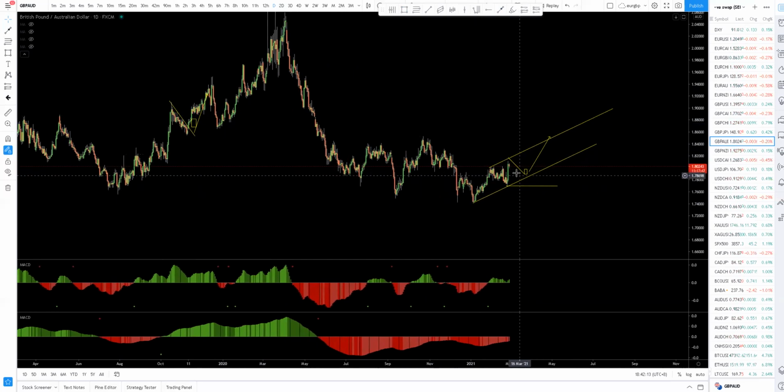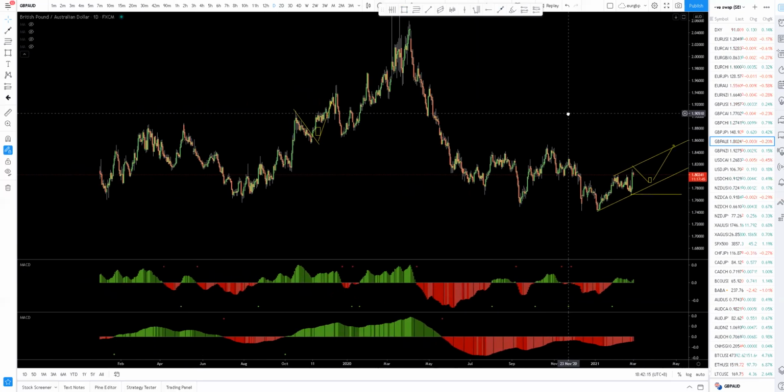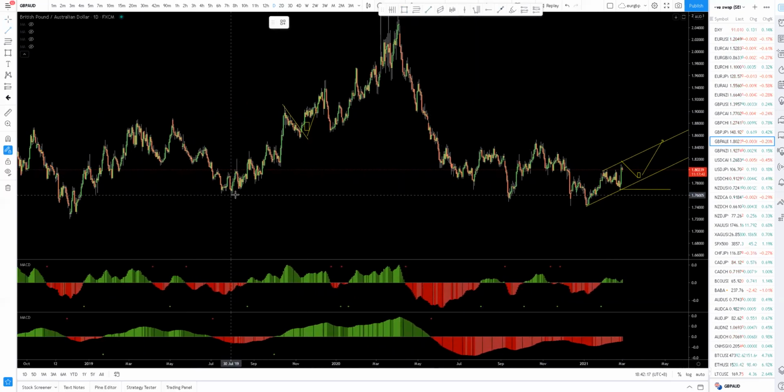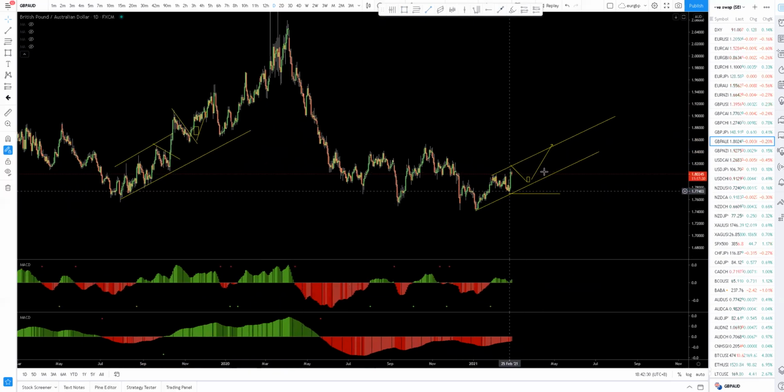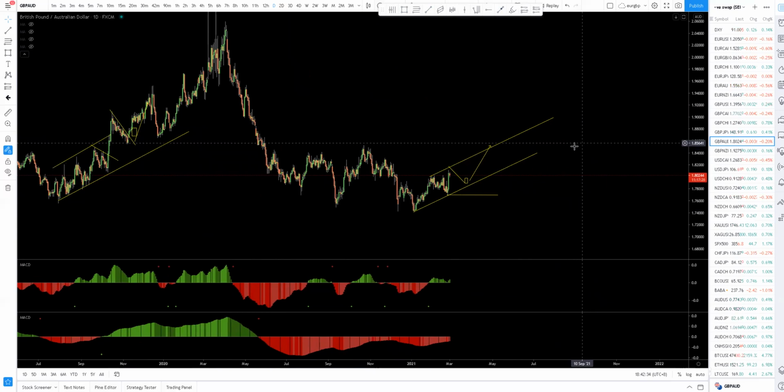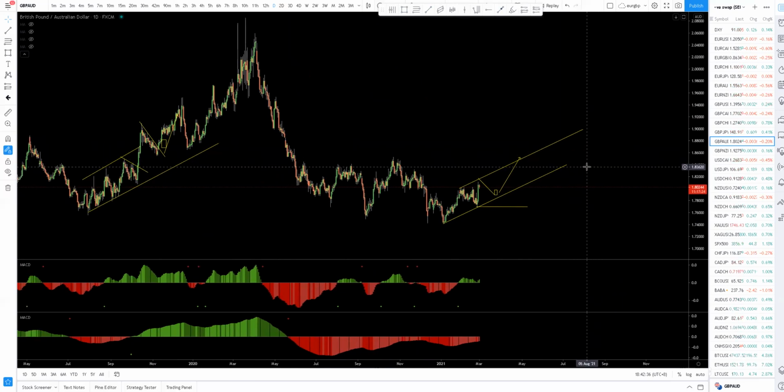Nice slow crawl back to the trend line. See all this? So you're waiting, you're trying to buy, always buy from places of value. See that? Places of value. You don't buy at the top, you wait for it to come back to a place of value. If you do that, then you'll keep your losses small and your gains will be large.